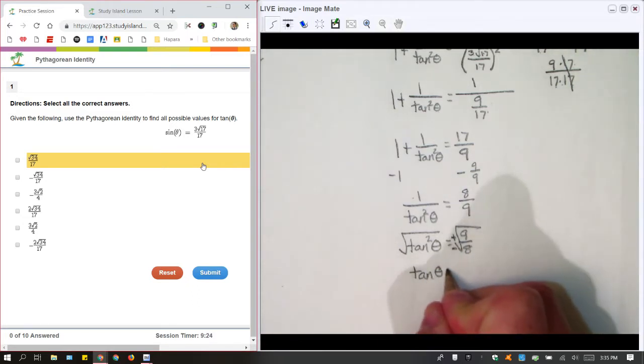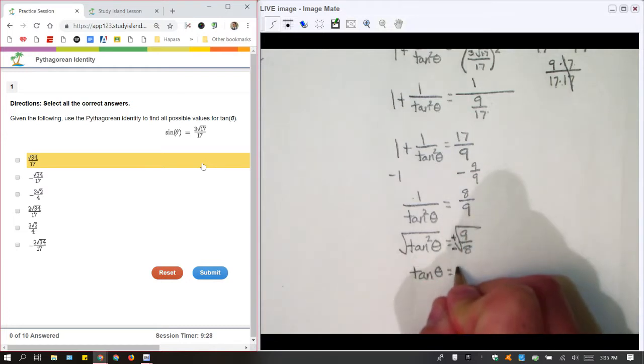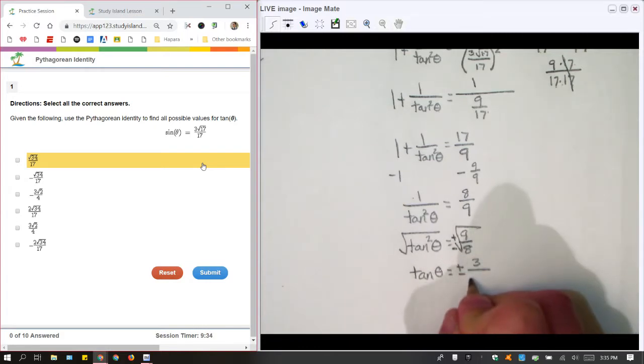So then you have the tangent of theta is the square root of 9 divided by the square root of 8. Now the square root of 9 is simply 3, so this is plus or minus 3 divided by the square root of 8. But I'm going to write the square root of 8 as the square root of 4 times the square root of 2.